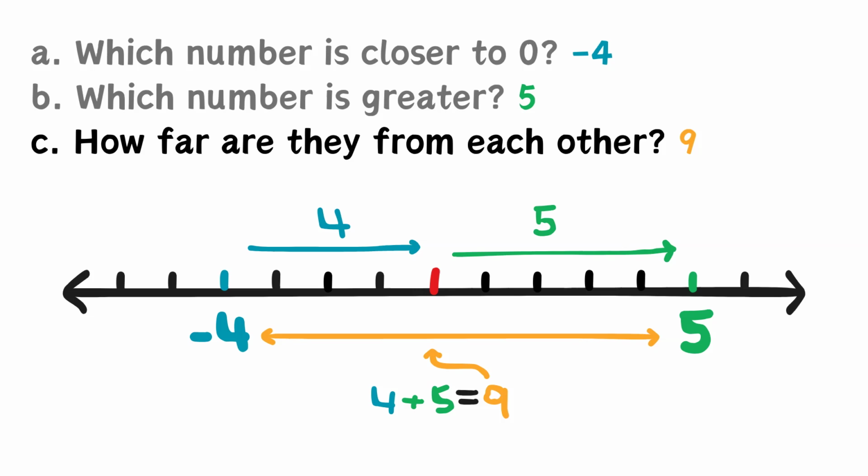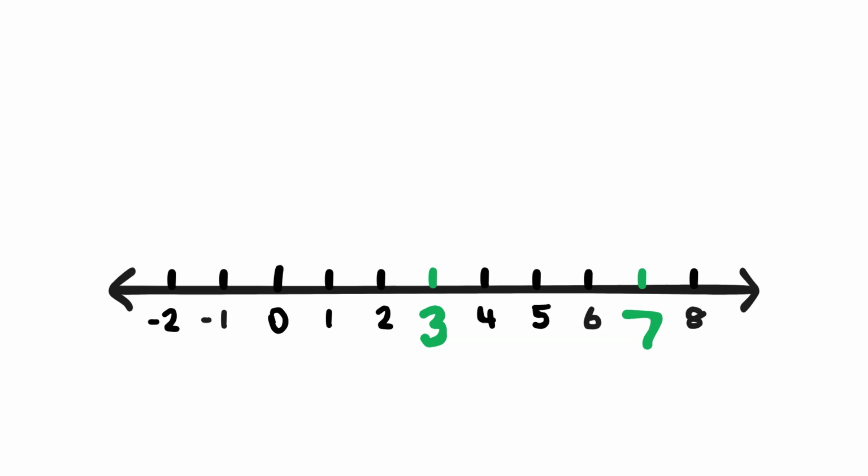Awesome work. In this example, our 2 points on our number line are positive numbers, 3 and 7. Can you figure out how far apart they are? Take a moment to think about it.